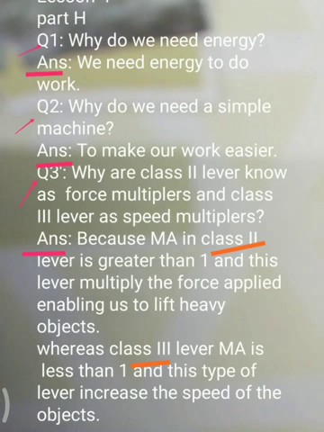Question 3. Why are class 2 lever known as force multipliers and class 3 lever as speed multipliers? Answer. Because mechanical advantage in class 2 lever is greater than 1 and this lever multiplies the force applied, enabling us to lift heavy object. Whereas class 3 lever mechanical advantage is less than 1 and this type of lever increases the speed of the objects.